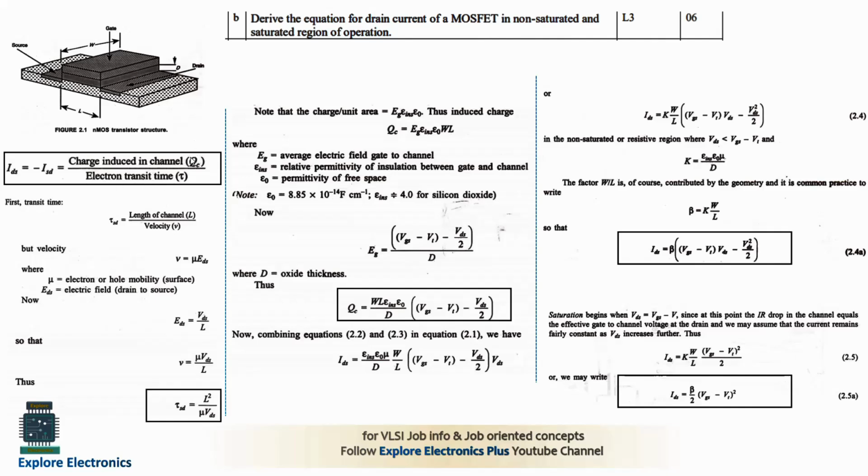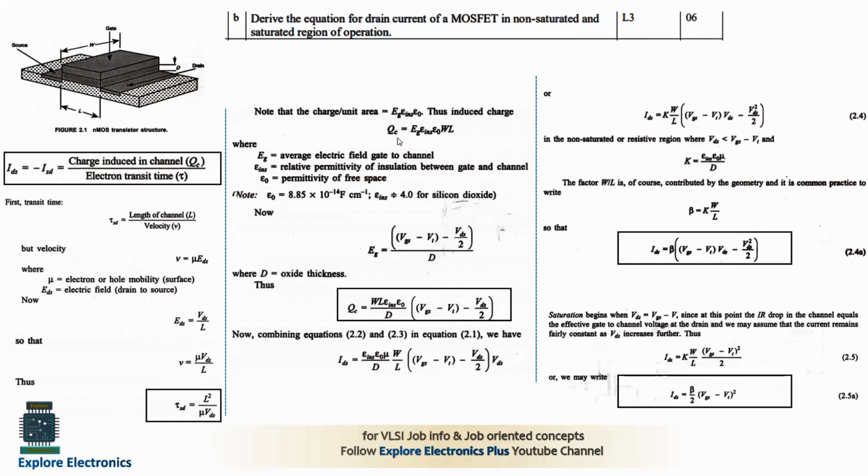Now we need to calculate QC. What is QC here? QC is the charge induced in the channel. So QC will be equal to, if you take the charge per unit area, Eg into epsilon ins into epsilon naught. Here Eg is the average electric field in that area, into the relative permittivity of the insulation between the gate and channel, since we have a SiO2 layer over here, and epsilon naught is the permittivity of free space. Now we are calculating for the complete length of the channel, so we need to take W into L, meaning width of the channel as well as length of the channel. That's why W into L is multiplied here.